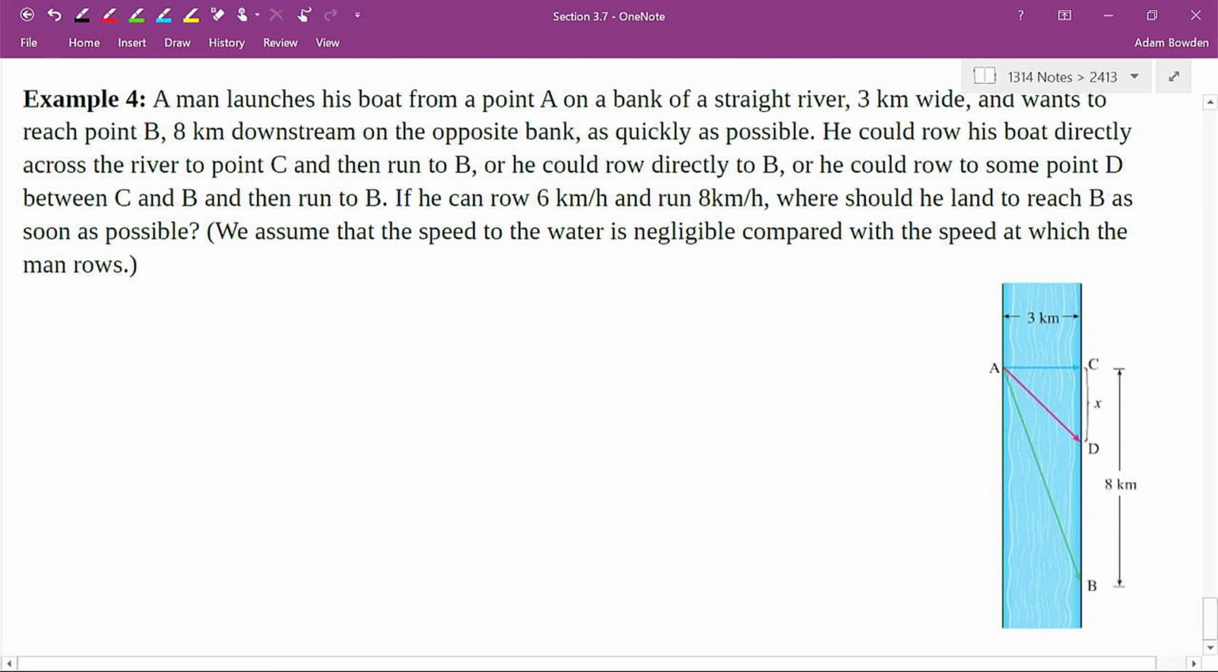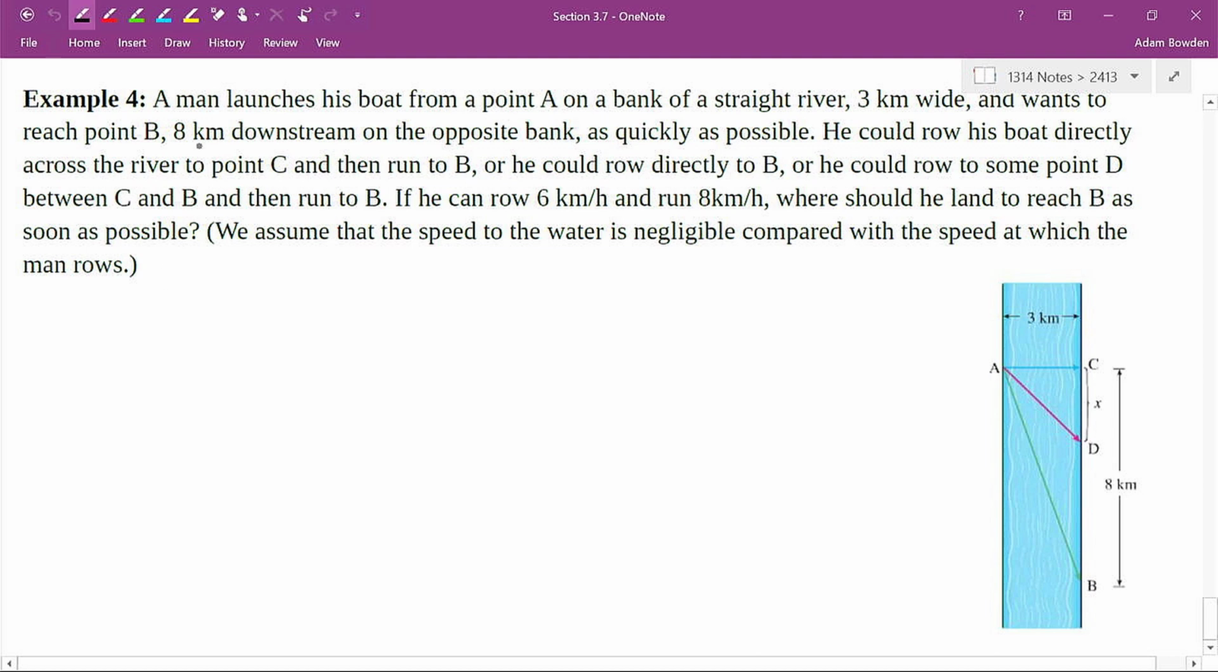Now in this example here it says a man launches his boat from point A on the bank of a straight river 3 kilometers wide and wants to reach a point B 8 kilometers downstream on the opposite bank as quickly as possible. He could row his boat directly across the river to point C and then run to B, or he could row directly to B, or he could row to some point D between the points C and B and then run to B. If he can row at 6 kilometers an hour and run at 8 kilometers an hour, where should he land to reach B as soon as possible? We assume that the speed of the water is negligible compared to the speed at which he can row.